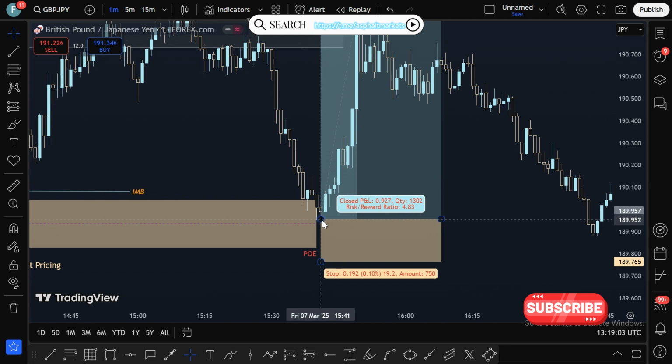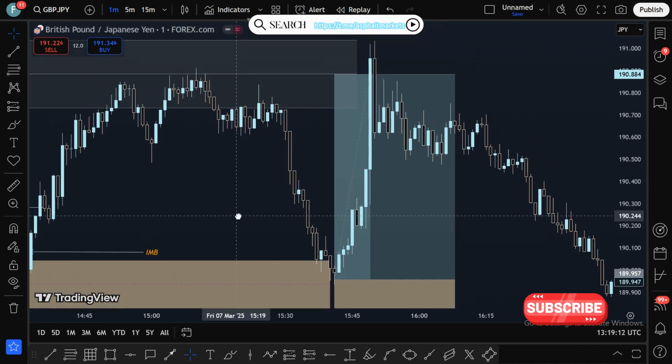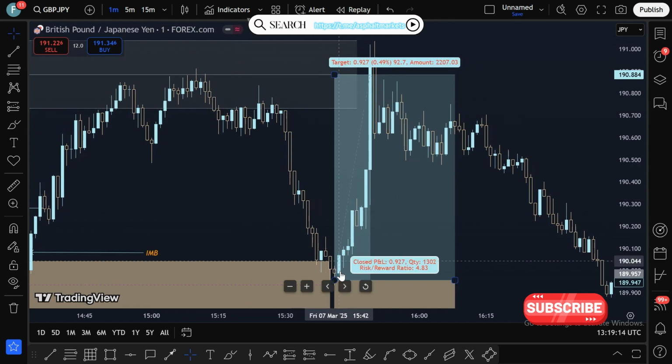We execute our trade. Nice stop loss below here at around 20 pips, I think. Price action was so aggressive. Just gave a blast to the upside to hit our target.